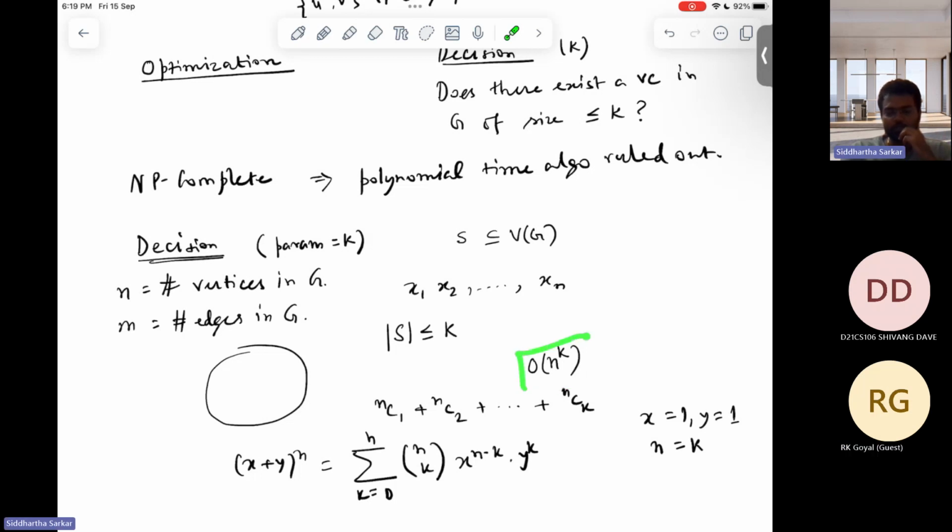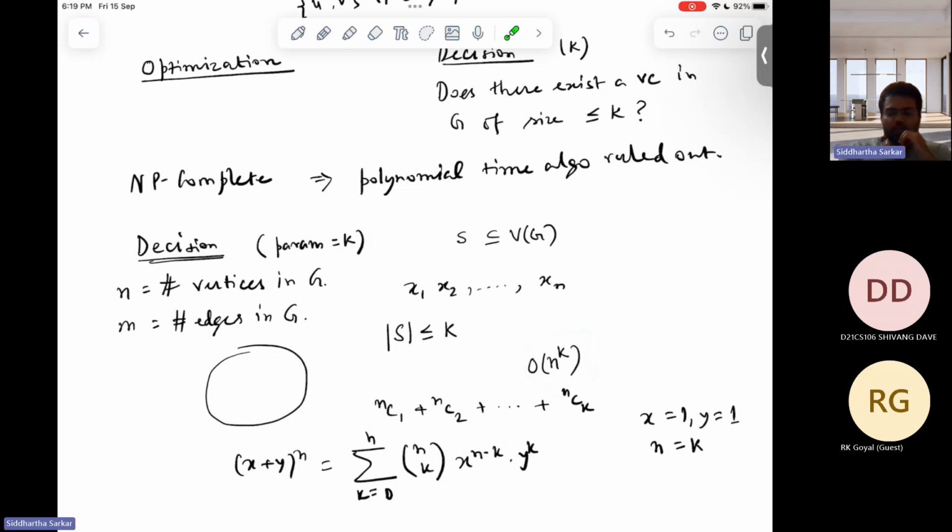Let us say that it is order n to the power k. So the largest term in this sequence is n choose k, and the largest term is order n to the power k. So there is no way that the sum is less than order n to the power k. The sum is definitely at least order n to the power k. That much we can say.